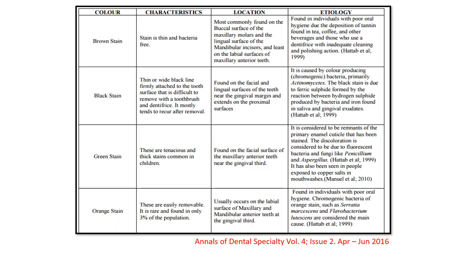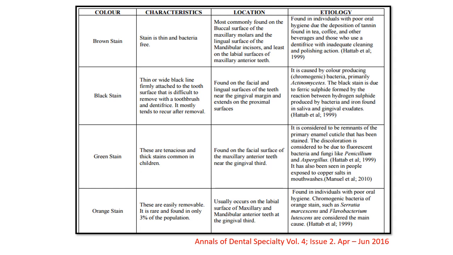For example, a brown stain is thin and mostly bacteria free. It's commonly seen on the buccal surface of maxillary molars and the lingual surface of mandibular incisors, and least on the labial surface of maxillary anterior teeth. The etiology could be found in individuals with poor oral hygiene due to deposition of tannin, which is found in tea, coffee, and other beverages, and in those who use a dentifrice with inadequate cleaning and polishing action.